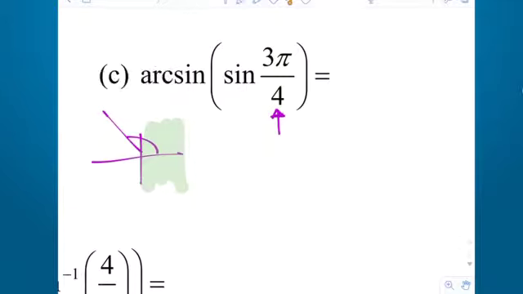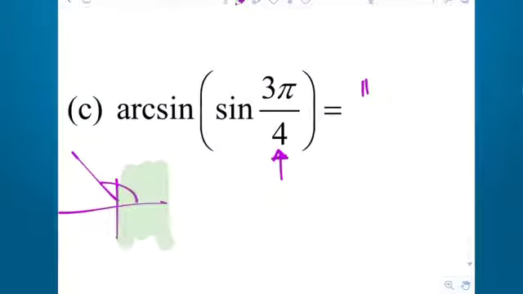So here's one way to do it. What is the other angle that happens to be in the PVR that also has the same sine value as 3 pi fourths? Is sine positive or negative in quadrant 2? Positive. What's the other quadrant in the PVR where sine is positive? 1. So we're looking for the quadrant 1 angle with the same sine as 3 pi fourths. It should be 1 pi fourths. So that's one way to do it.